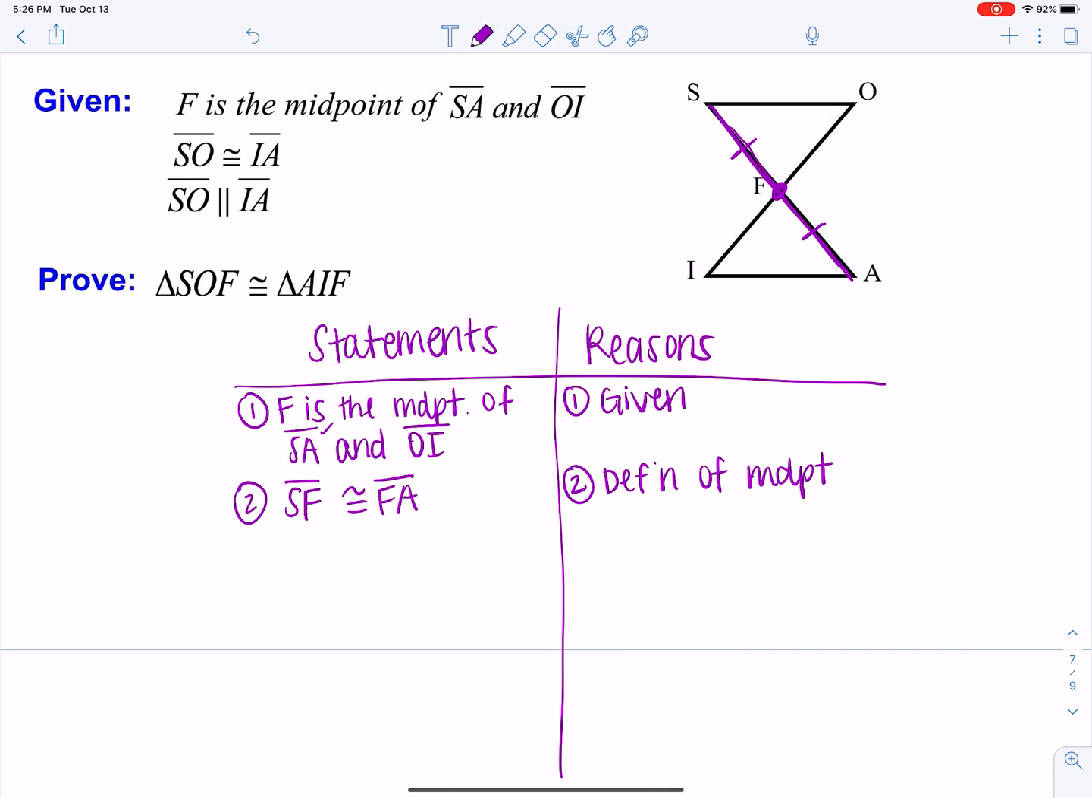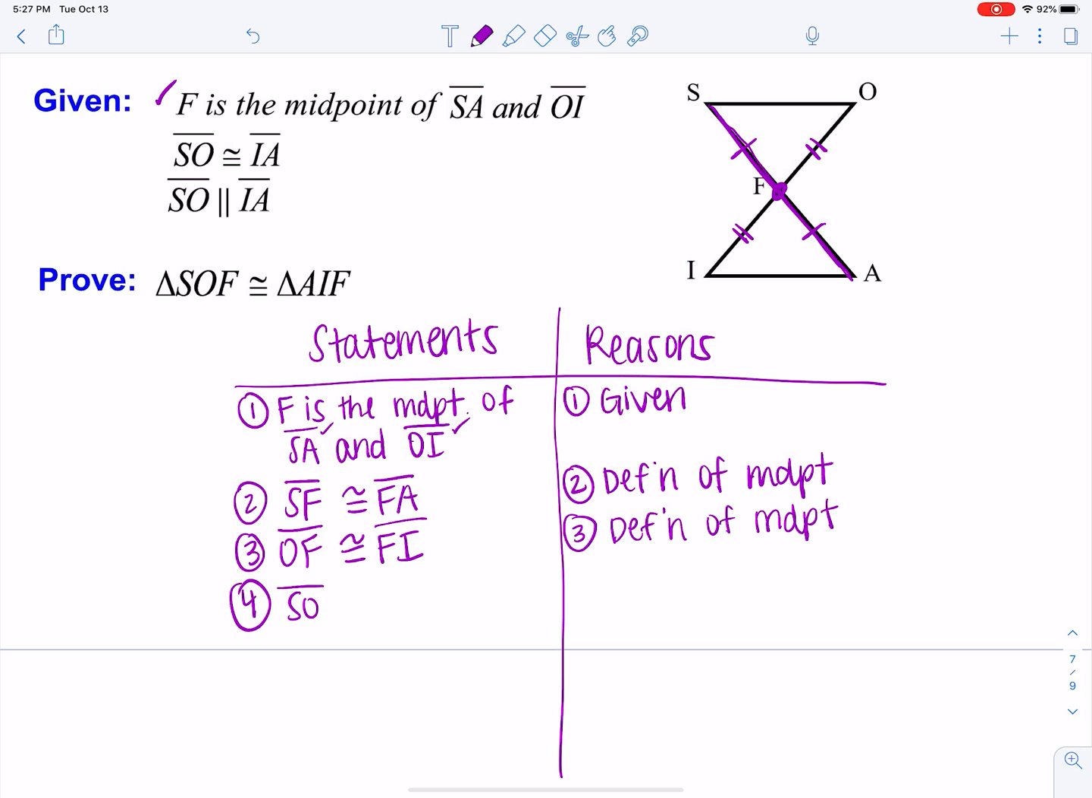So I've used the first part of the first given. Now let's use the second part. F is also the midpoint of OI. So F is also the exact middle of this other segment, dividing that segment into two congruent segments. Let's name them. I know segment OF is congruent to segment FI, also using the definition of midpoint. So I've used up that first piece of given information. Let's go to the next given.